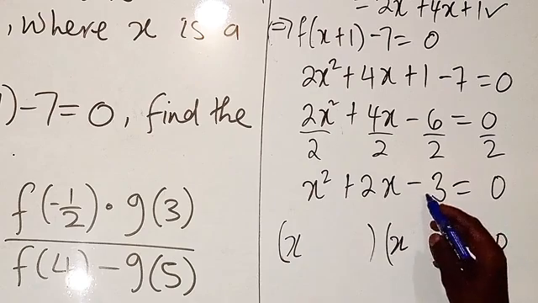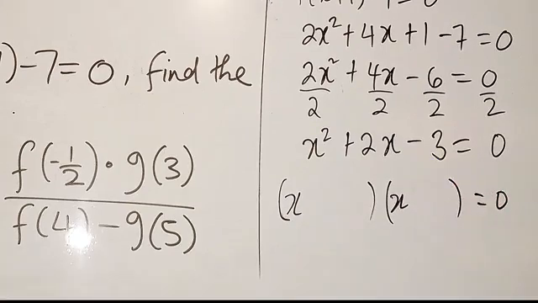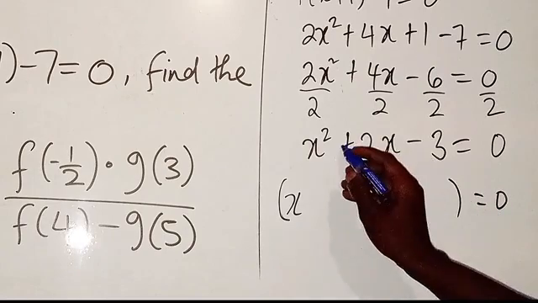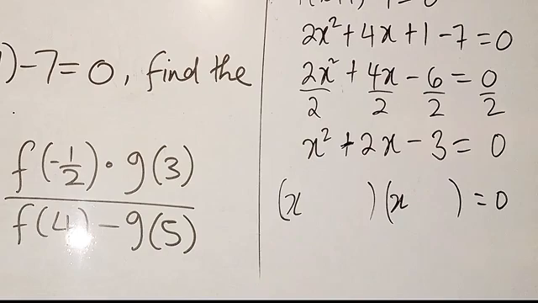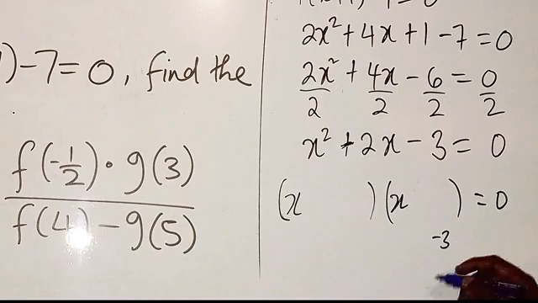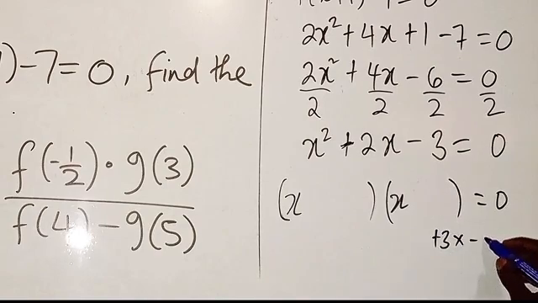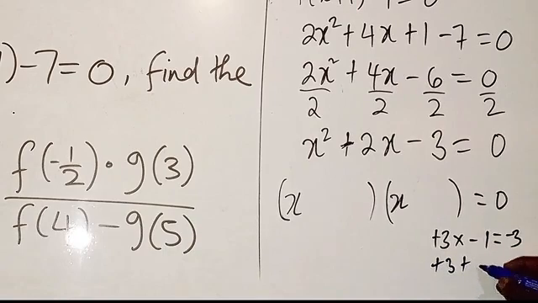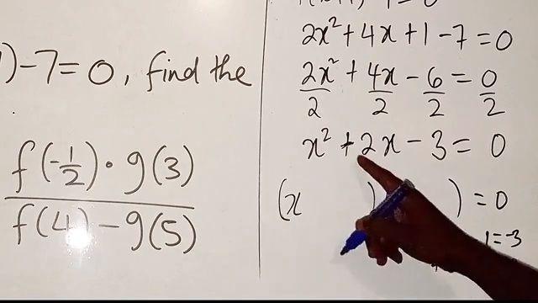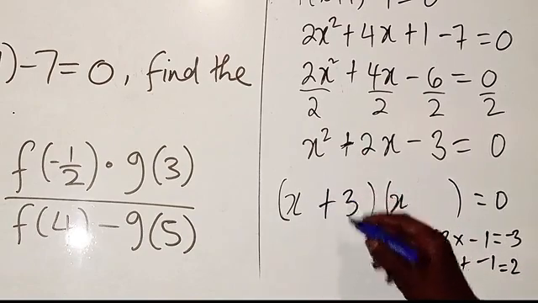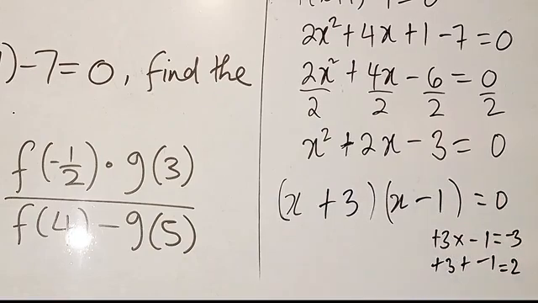So now we are going to look for the two factors of minus 3, so that when you multiply them together, you're going to have minus 3, but when you add them together, you're going to have plus 2x here. So plus 3 times minus 1 will give us minus 3. But if you add plus 3 plus minus 1, plus minus gives us a minus, so we have 3 minus 1, and that gives us 2, which is what we have here. So we're going to have plus 3 and minus 1.